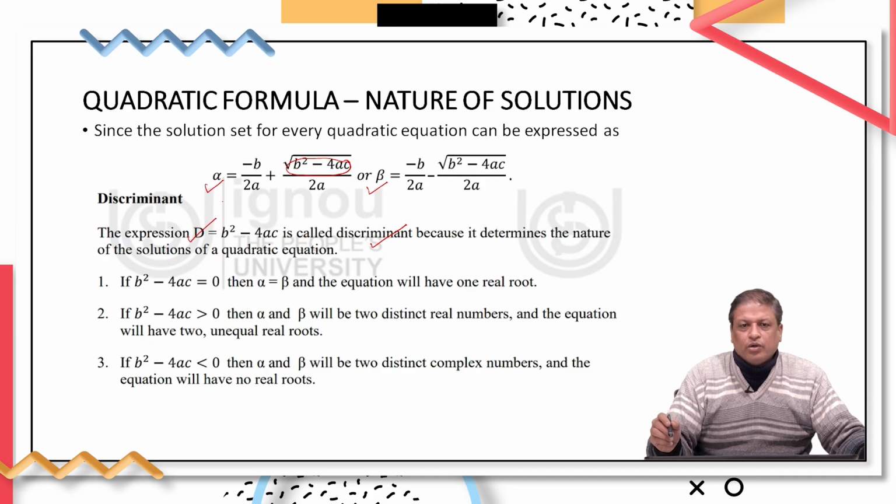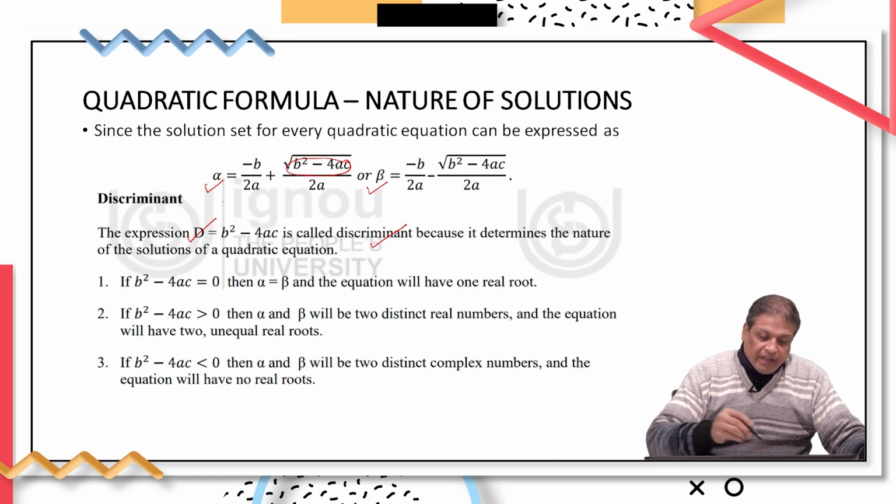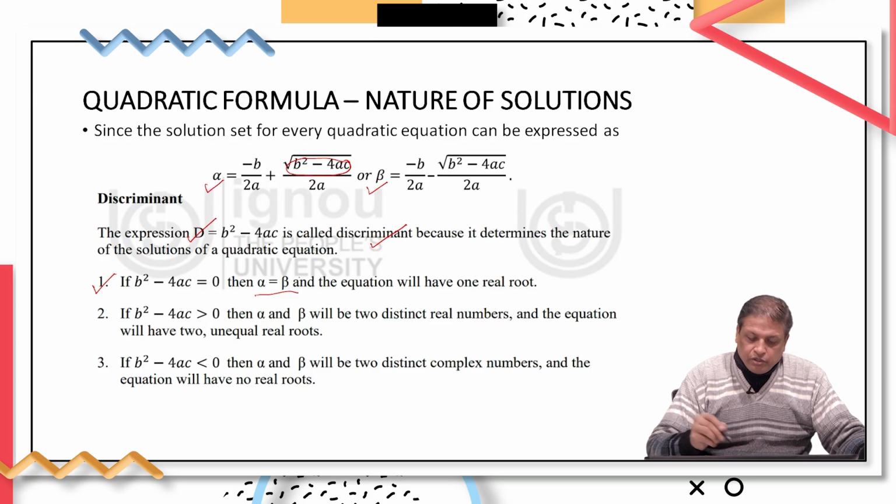and is referred to by D, that is D is equal to b square minus 4ac, and by looking at the discriminant value, which could be either equal to 0 or greater than 0 or less than 0, we can identify what type of roots there are. Likewise, in case 1, when b square minus 4ac is equal to 0, that means alpha is equal to beta, and the equation will have only one real root.